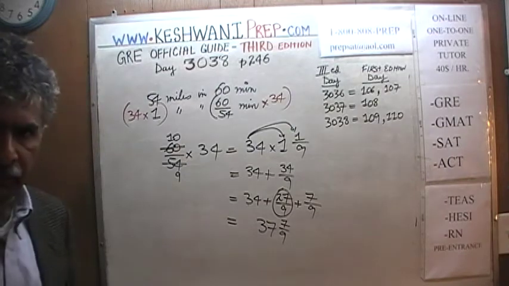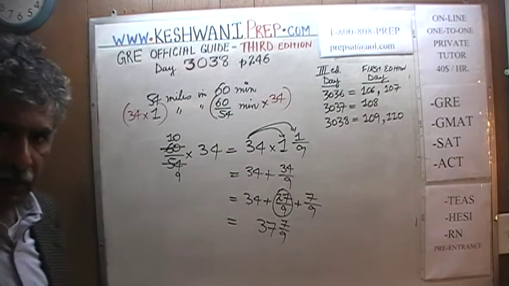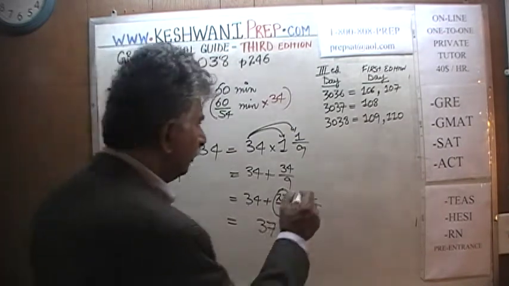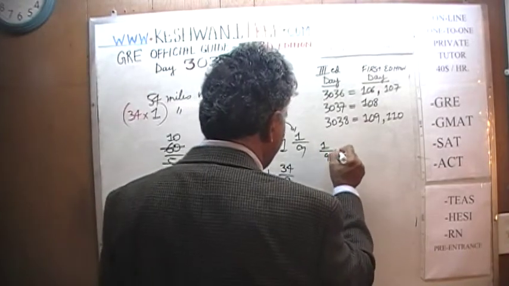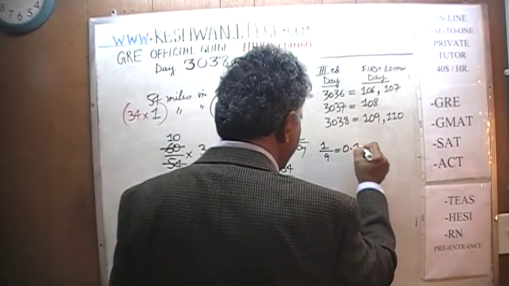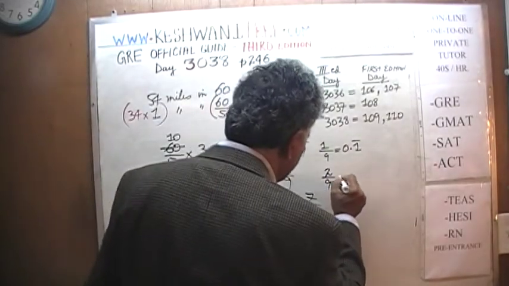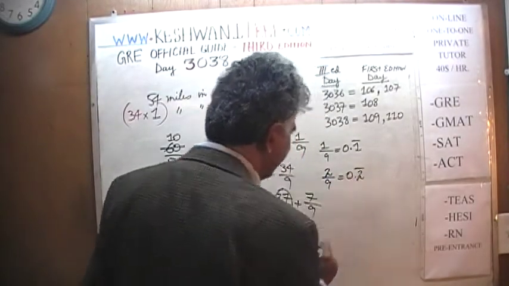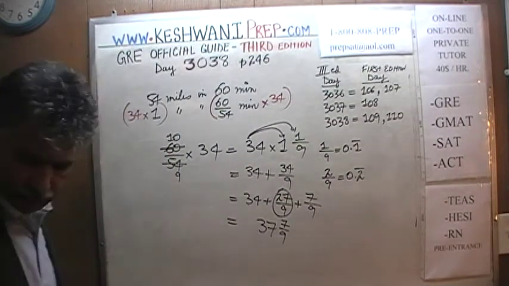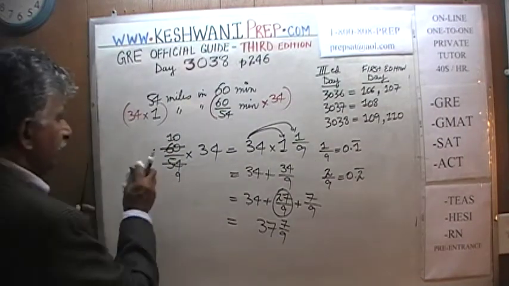And how much is 7 ninths? Do you know? How much is 7 ninths? I hope that you know that 1 ninth is 0.1 repeating. And if you don't believe it, do it out. 2 ninths is 0.2 repeating. For example, let's do it here. We are done with all of this thing.